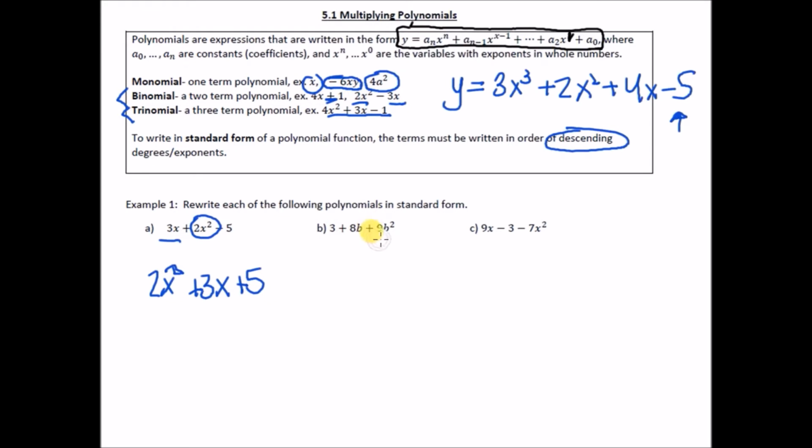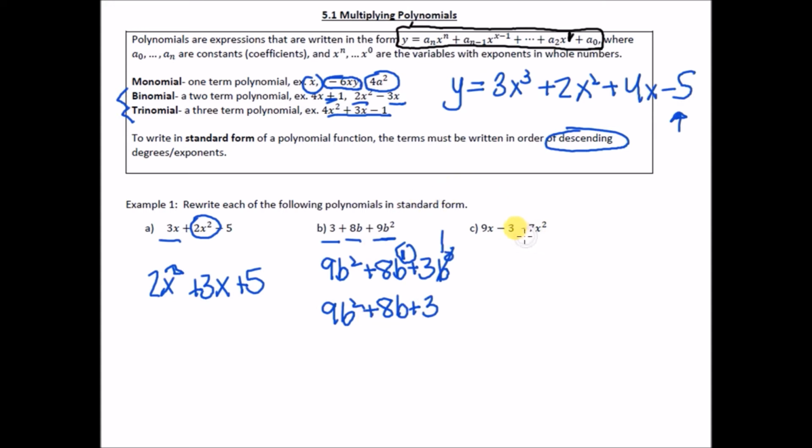For b, 9b squared is going to go first, then positive 8b, and then positive 3. So we have exponents 2, 1, 0. Technically this is 3b to the 0 and 8b to the 1. But when we have an exponent 1, we don't actually have to write it, it's tedious. And when we have exponent 0, we know that this will cancel out to 1, so 3 times 1 is just 3.